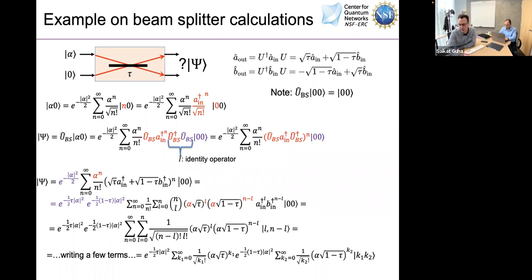If you inject nothing into a beam splitter, the beam splitter will give you nothing, and nothing in quantum mechanics means vacuum state. Okay. Here I have something more interesting. I have the sandwich of U, a dagger to the N, U dagger. You can convince yourself, since this U is unitary, that you can rewrite it as this. Okay. Now here I have something really nice.